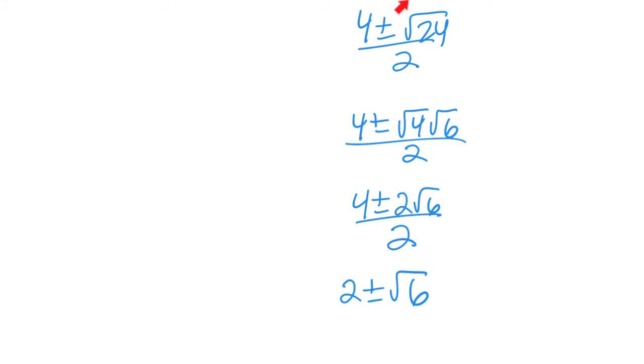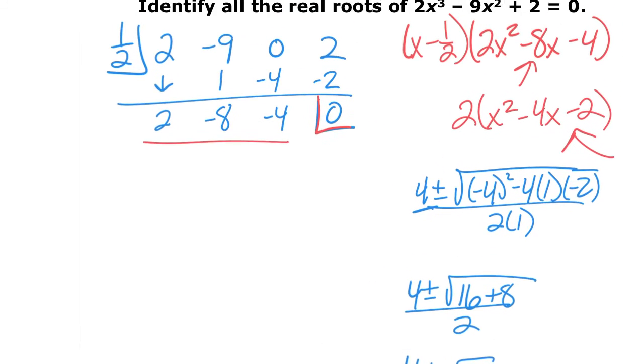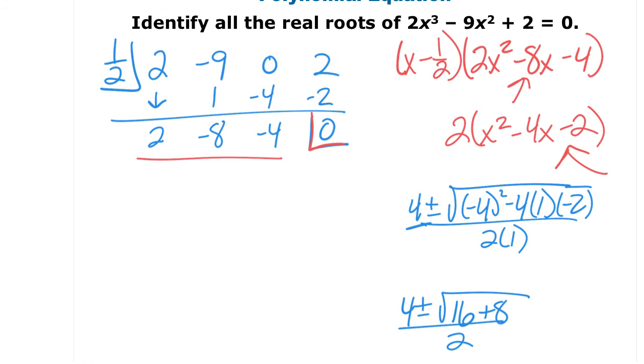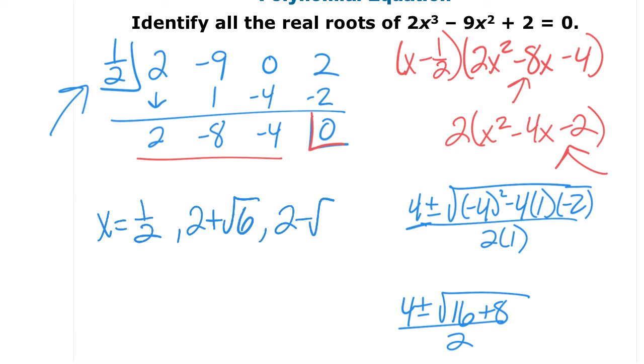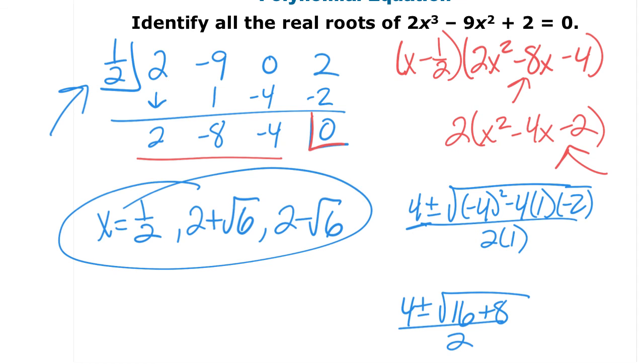You probably got this far when you were using the quadratic formula, but if we keep simplifying, we're going to get down to 2 plus or minus the square root of 6. This is what the irrational root theorem was talking about, is that the plus and the minus version are both roots. So going back up here to the top, I know that x equals 1/2 is a root from what we already did there. And then 2 plus the square root of 6 is going to be a root, and 2 minus the square root of 6 is going to be a root. So there's the 3 roots of that problem.